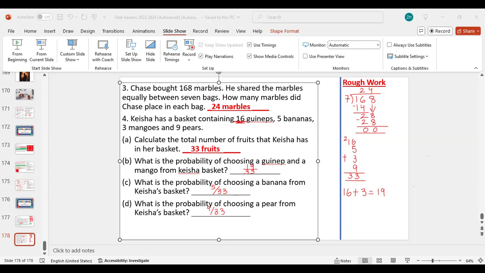Yes. Go ahead, Trinity. What's your question? Mr. Petit, one second. It says, what is the probability of choosing a nap and a mango from Keisha's basket? Oh, okay. So you have to add the nap and you have to add the mango. And then once you add them, put it over 33. Yes, sir. You understand? Yes, sir.